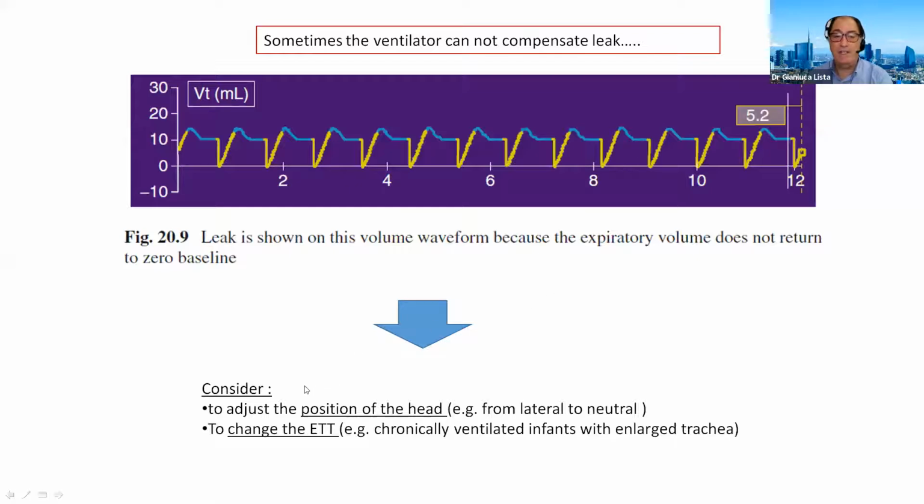You can consider, for example, to adjust the position of the head of the patient, for example, from the lateral position to the neutral position, or you can think to change the size of the endotracheal tube because in chronically ventilated infants, there is an enlargement of the trachea, and so we have to try to change the endotracheal tube size in order to compensate this leak related to the enlargement of the trachea.